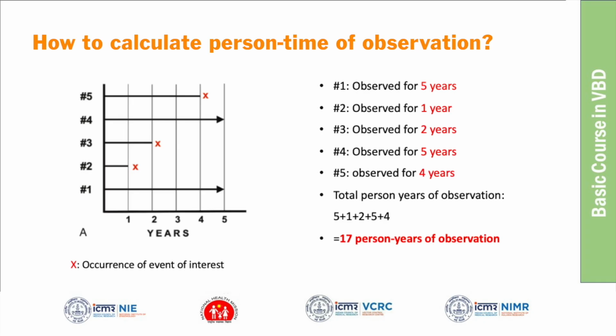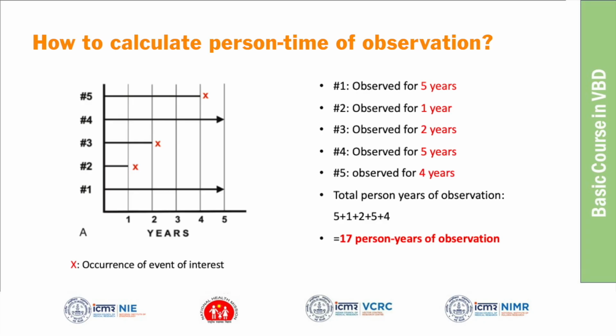The number of years of follow-up person 2 is contributing is only 1 year. Person 3 is contributing 2 years. Similarly, person 4, 5 years and person 5, 4 years. So if you want to calculate the total person time of observation in our study, then you will have to add up all this, which accounts for a total of 17 person years of observation.